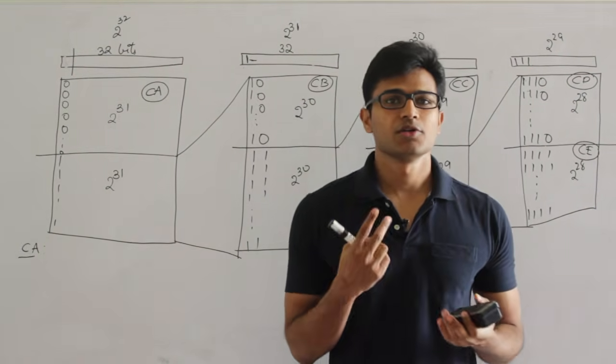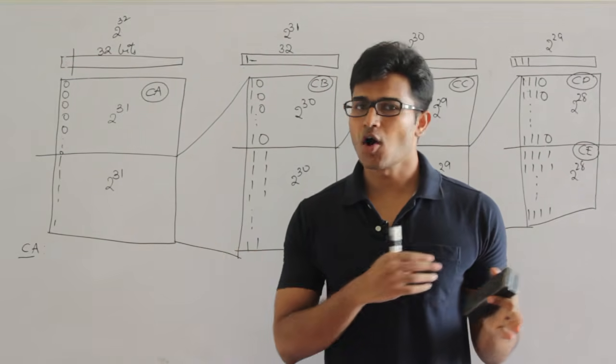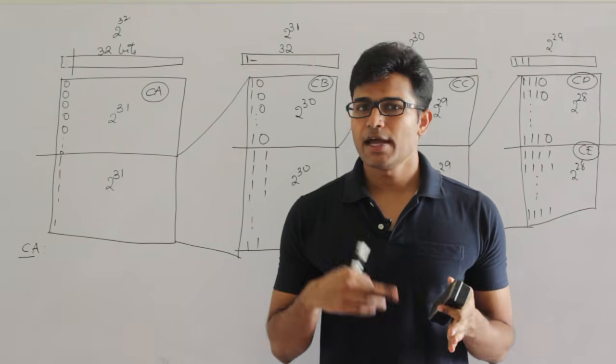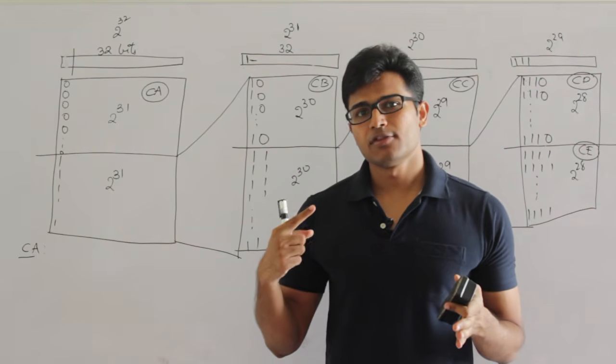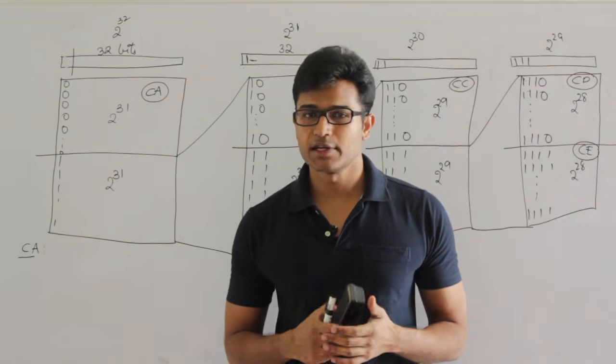An IP address can be represented in two ways. One is you can represent it as a 32-bit number, all zeros and ones. And the second way is you can convert the entire 32 bits into a decimal number, which will be a very huge number.